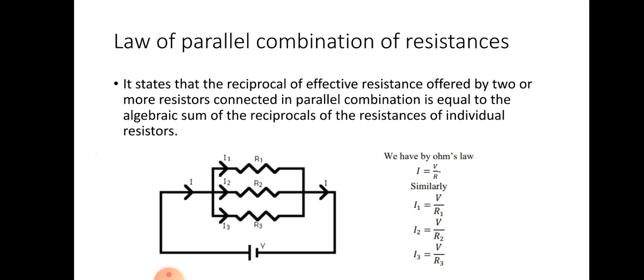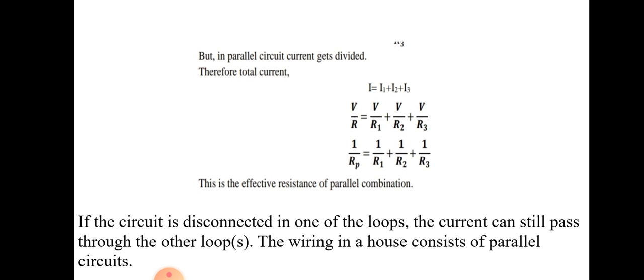resistance connected in parallel combination is equal to the algebraic sum of the reciprocals of the resistances of individual resistors. So whatever the effective resistance will be for the parallel combination is always less than the values of individual resistances.